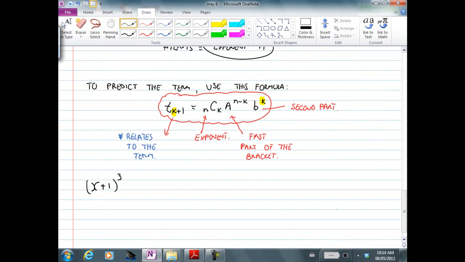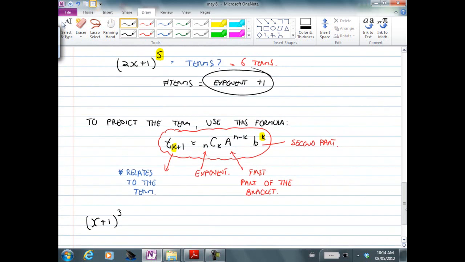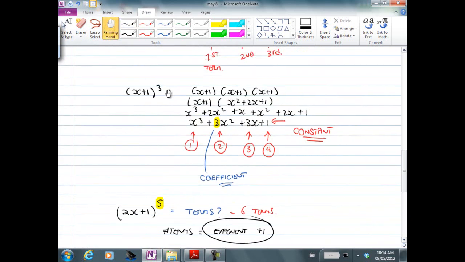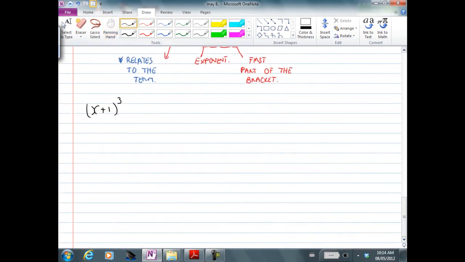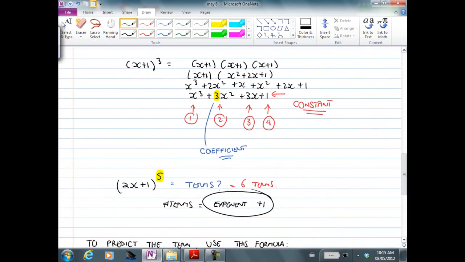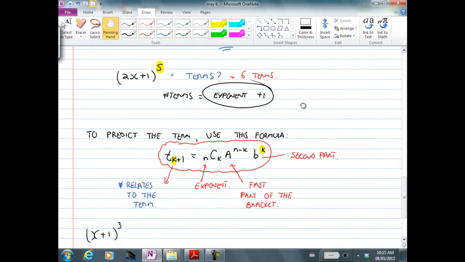We expanded x plus 1 cube already. If I expand it out, it's right here. Your first term is x cubed. Your second term, your third term, your fourth term. I'm going to ask you, instead of expanding, I'm going to say find the third term using the formula. Because we don't have time to expand it out. I only want, what is the third term going to be? We know my answer from up here. Third term is 3x, but let's use the formula.